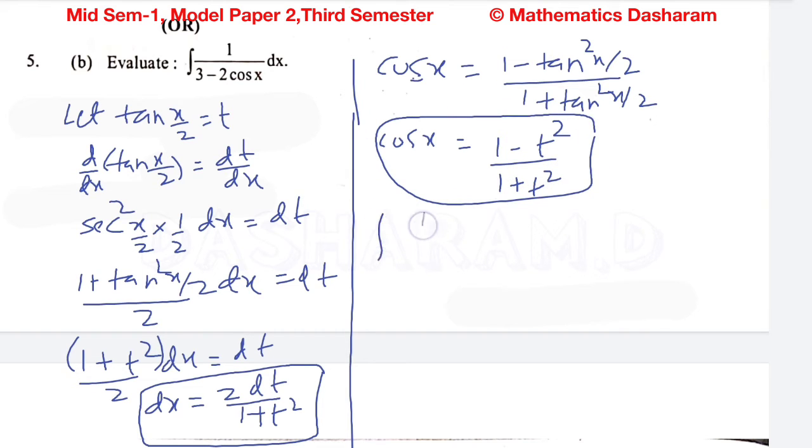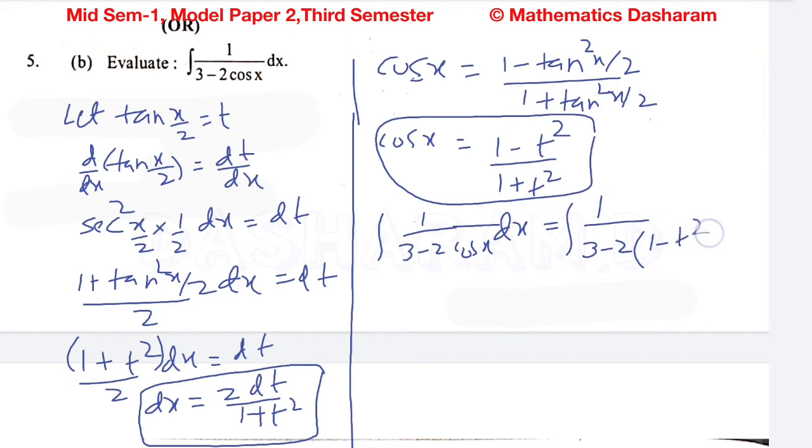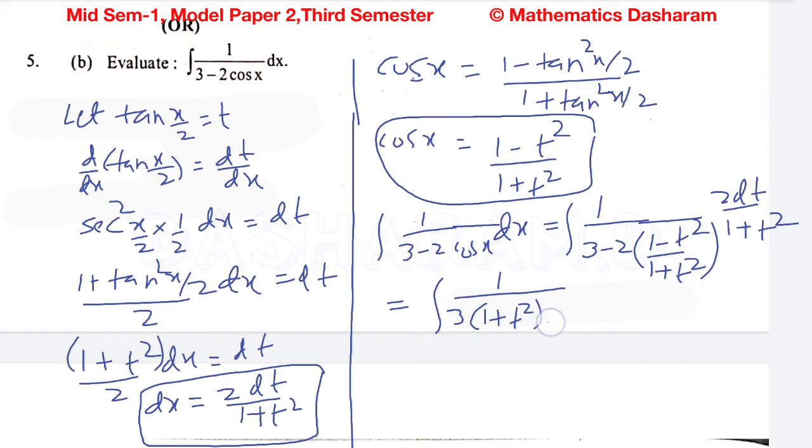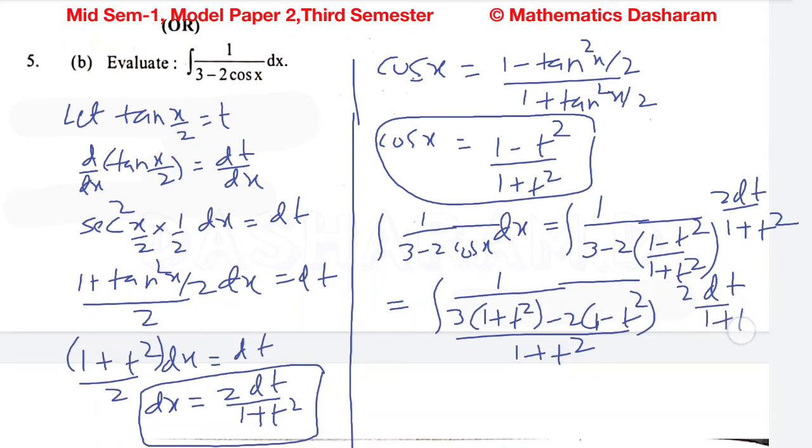So now the given question, 1 by 3 minus 2 cos x dx, equals integration 1 by 3 minus 2 into the cos x value, 1 minus t square by 1 plus t square, and the dx value 2 dt by 1 plus t square. So then it equals integration 1 by 3 into 1 plus t square minus 2 into 1 minus t square, all divided by 1 plus t square, into 2 dt by 1 plus t square.